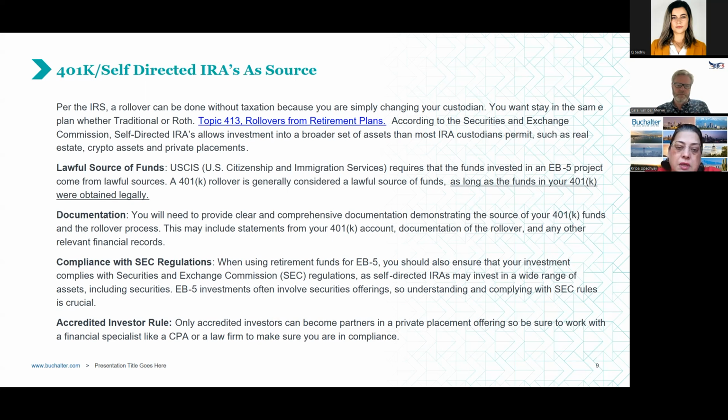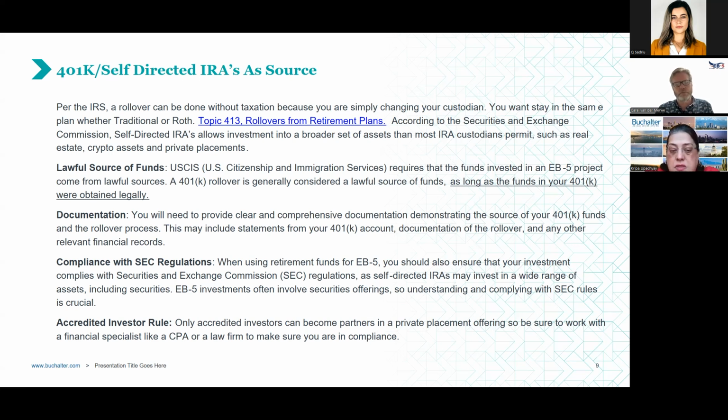You have to have clear and comprehensive documentation demonstrating the source of the 401k and the rollover process. You may also need to include your statements for your 401k, documentation of the rollover, and then also, because an EB-5 investment is a security offering and is governed by the SEC, you may also need to work with a specific individual that is authorized to do so. And I think most regional centers right now are working with one or two commissioners that can help with the documentation and the transfer and the rollover process for you to have all of the documentation that you need.